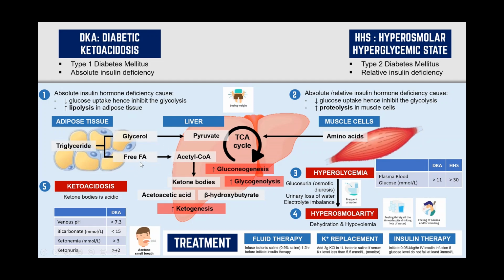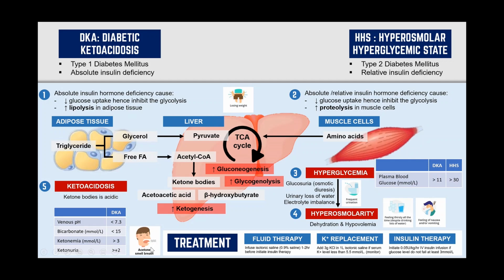The lipolysis in the adipose tissue also produces free fatty acids. Okay, please take note, these events only occur in DKA patients. The lipolysis in the adipose tissue will produce free fatty acids, which will be converted to acetyl-CoA and further produce energy and also ketone bodies. Ketone bodies are important because they give cells energy too, but they also increase the acidity of the blood. Normal venous pH is 7.3 to 7.5.